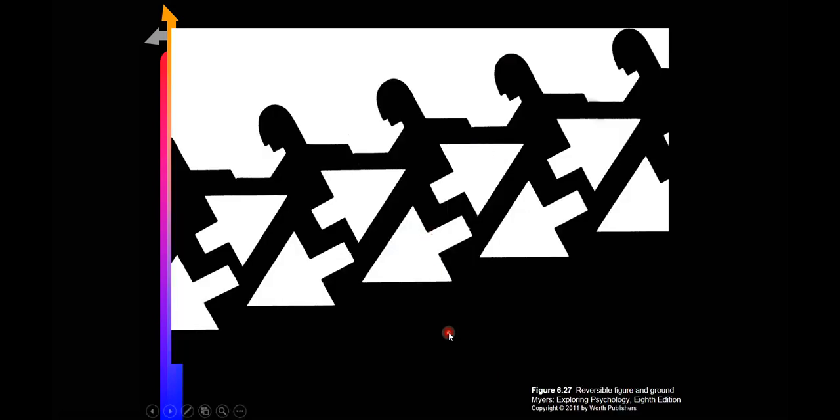And here's another example. So what do we have here? Is it, well, this could be people walking downstairs maybe, or could be arrows. So which is it? And we could sit here all day and argue about which is it and so forth. But in fact, in this particular situation, once again, it depends upon how you interpret figure and ground.